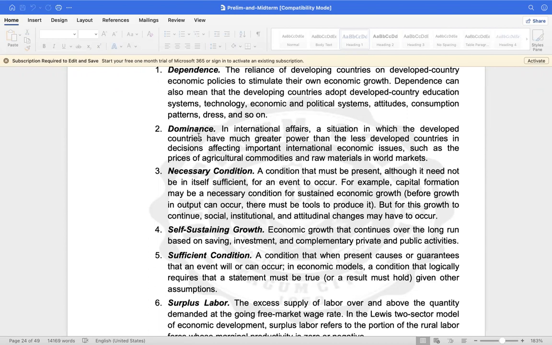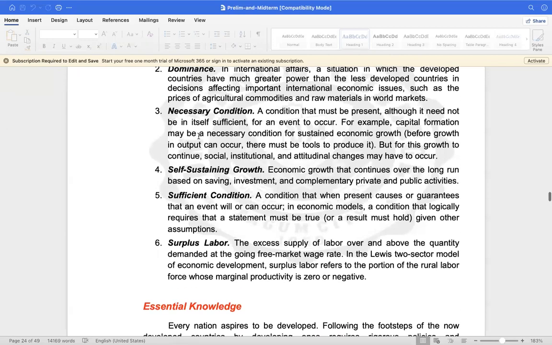So in the macro aspect, this is also true, no, in different nations. Mas dominant ang mga developed countries kaysa katong mga developing countries. Thus mas naa sila access, no, to raw materials, no, and even other inputs, no. Then necessary condition, this is a condition that must be present, although it need not be in itself sufficient for an event to occur.